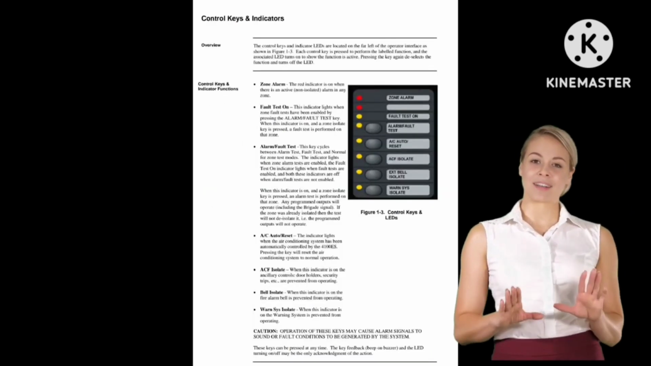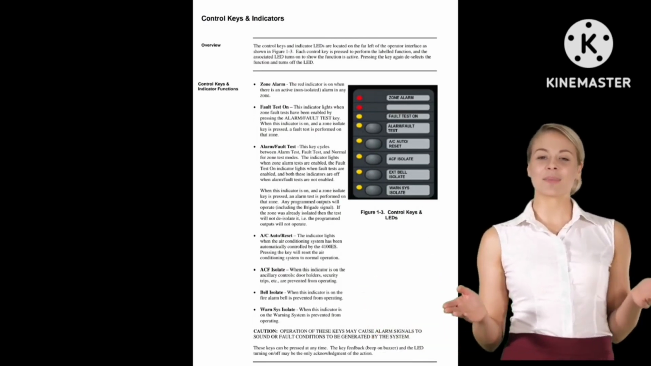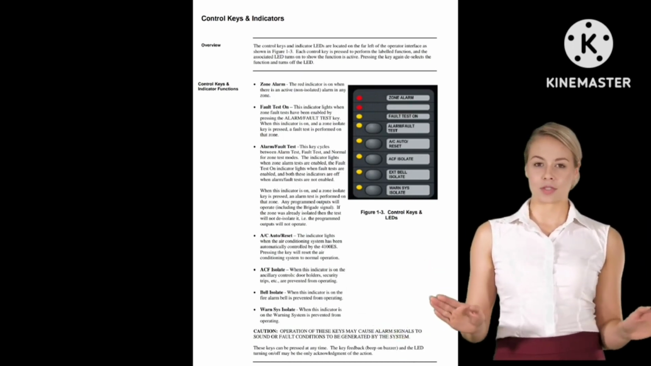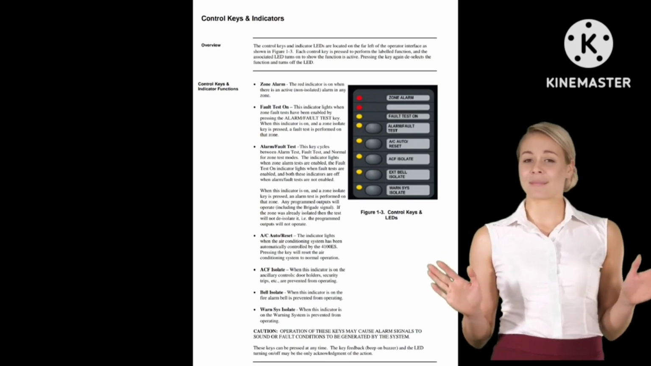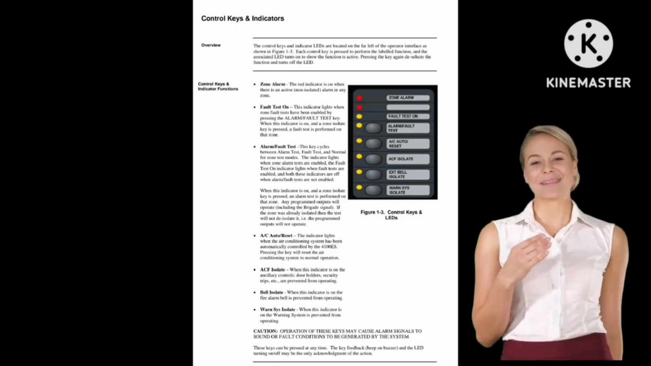The control keys and indicator LEDs are located on the far left of the operator interface as shown in the figure. Each control key is pressed to perform the labeled function, and the associated LED turns on to show the function is active. Pressing the key again deselects the function and turns off the LED.